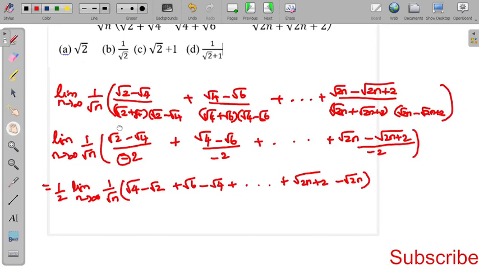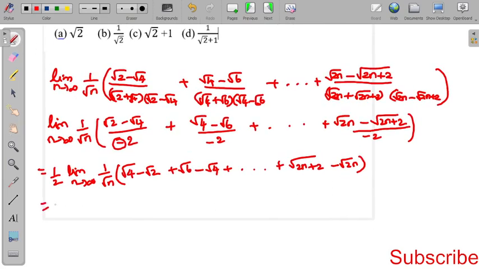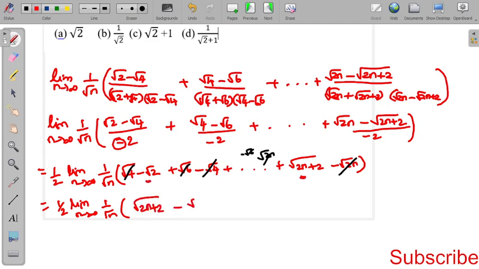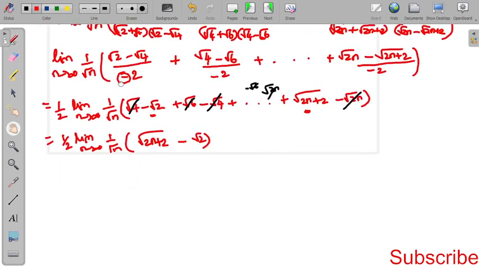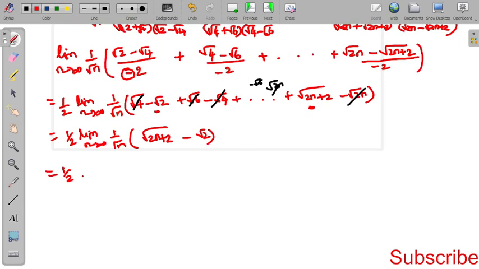So we can cancel all the terms which are common, that is 1 by 2 into limit n tends to infinity 1 divided by root n. We can see the common terms here, minus root 4 and plus root 4, then minus root 6 and plus root 6, etc., minus root 2n, and here you will get a plus root 2n. So those terms get cancelled. The remaining you can see this term and this term, that is root of 2n plus 2 minus root 2. So that is equal to 1 by 2 limit n tends to infinity 1 divided by root n.